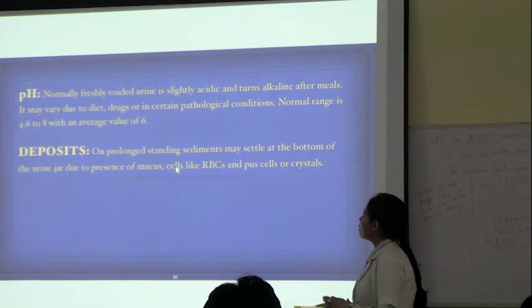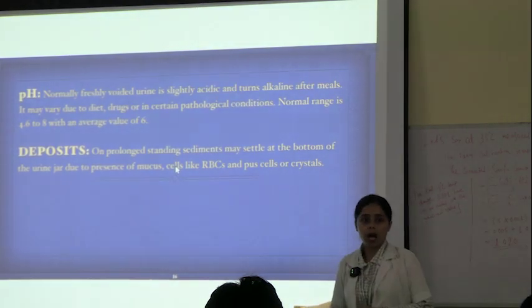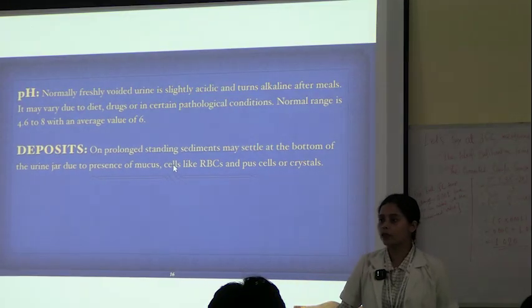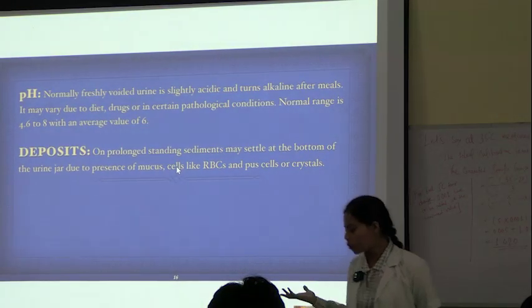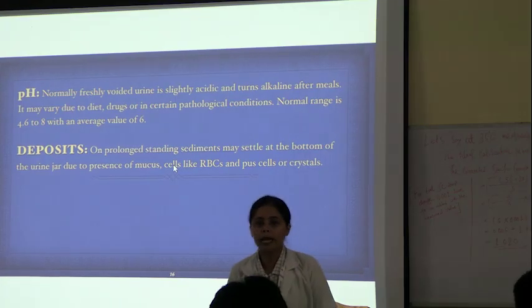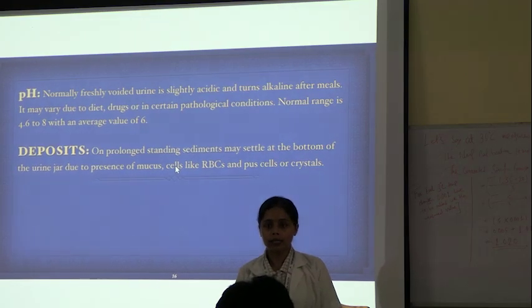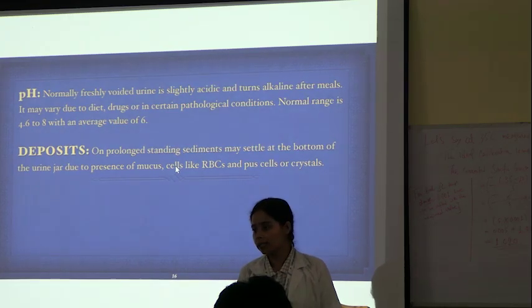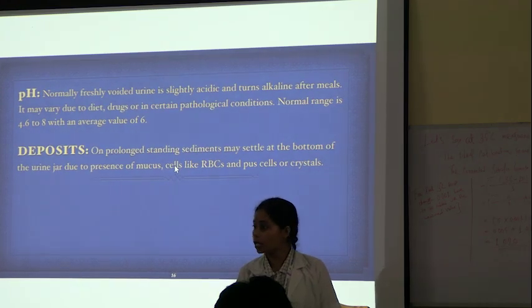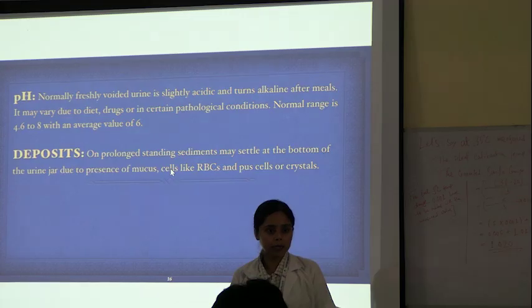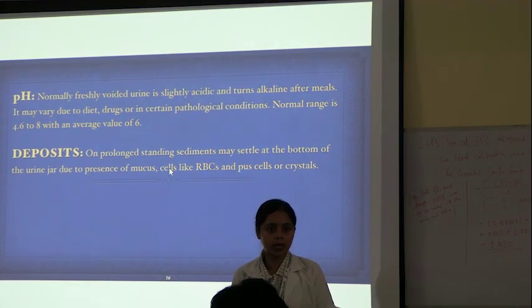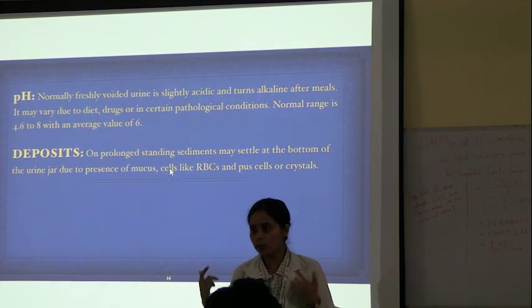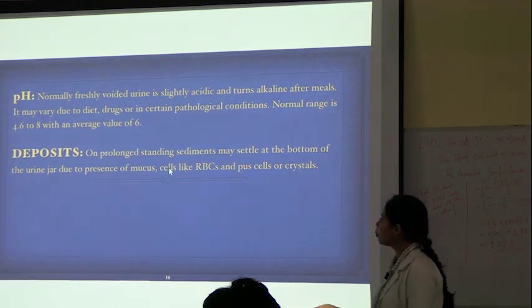So why does our urine turn alkali after food intake? What happens after food intake? We all know, when we take food, what secretes inside the stomach to digest it? HCl. What is HCl? Acid. So to balance that, alkali will also come, right? So some amount will get absorbed into the kidney as well. So that's why it becomes alkali after food intake. It's a basic thing.